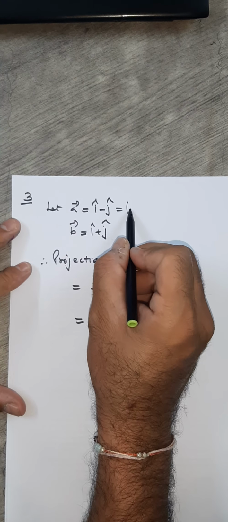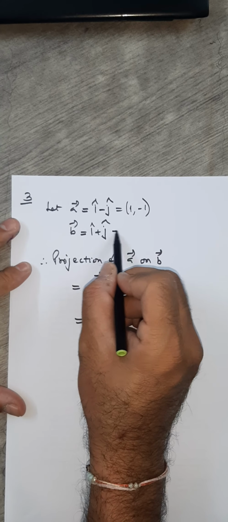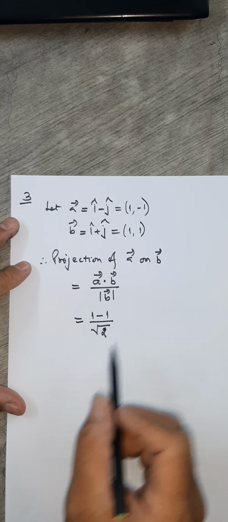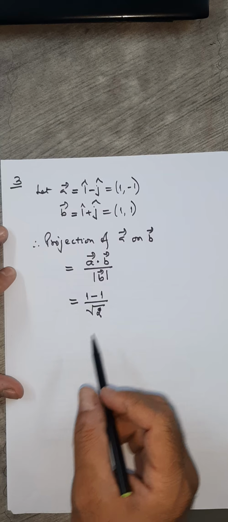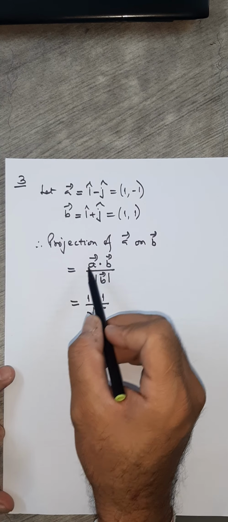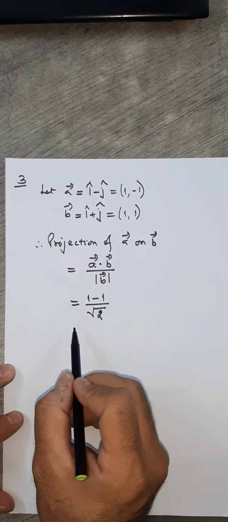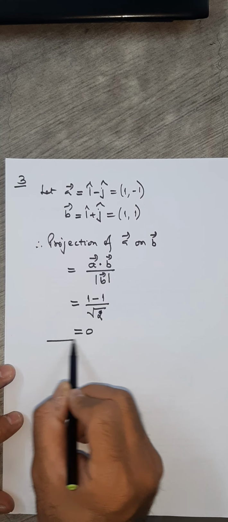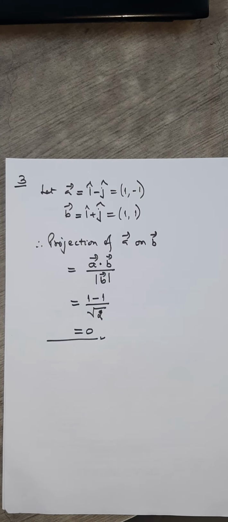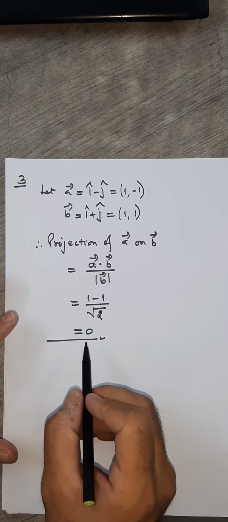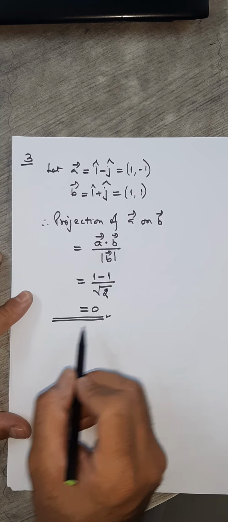Just for your information, this is 1 comma minus 1 and this is 1 comma 1. How do we get the dot product? This into this, 1, this into this, minus 1, and magnitude of this is root 2. This is 0. That means the vectors must be orthogonal. Remember, projection is 0 means the vectors must be orthogonal, I mean perpendicular.